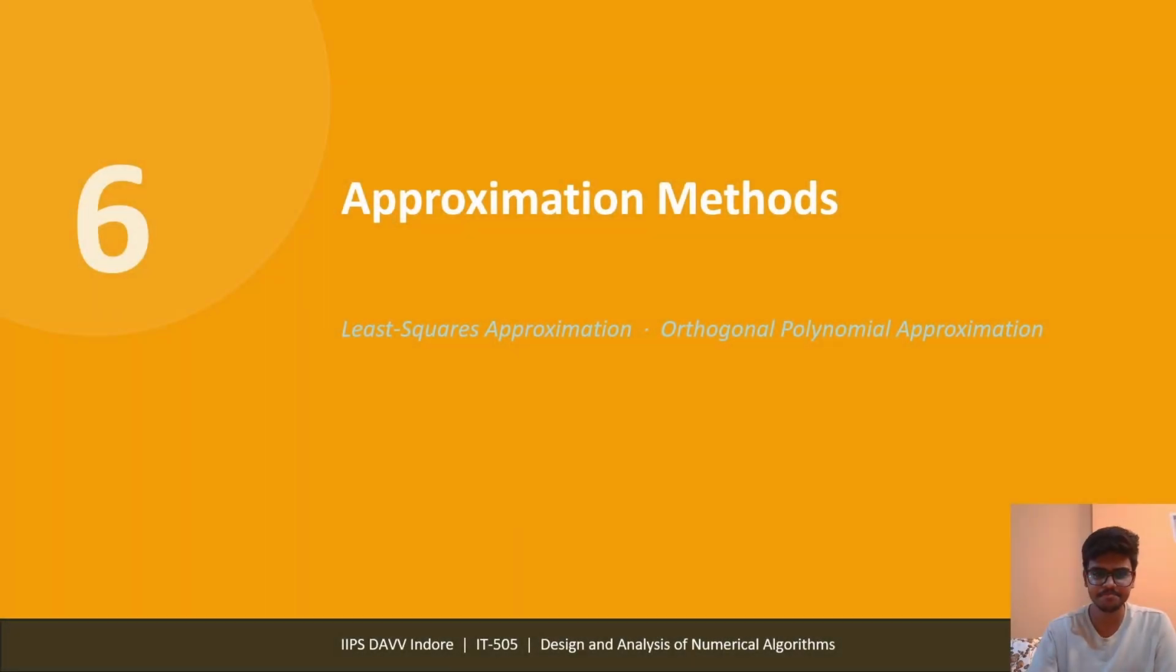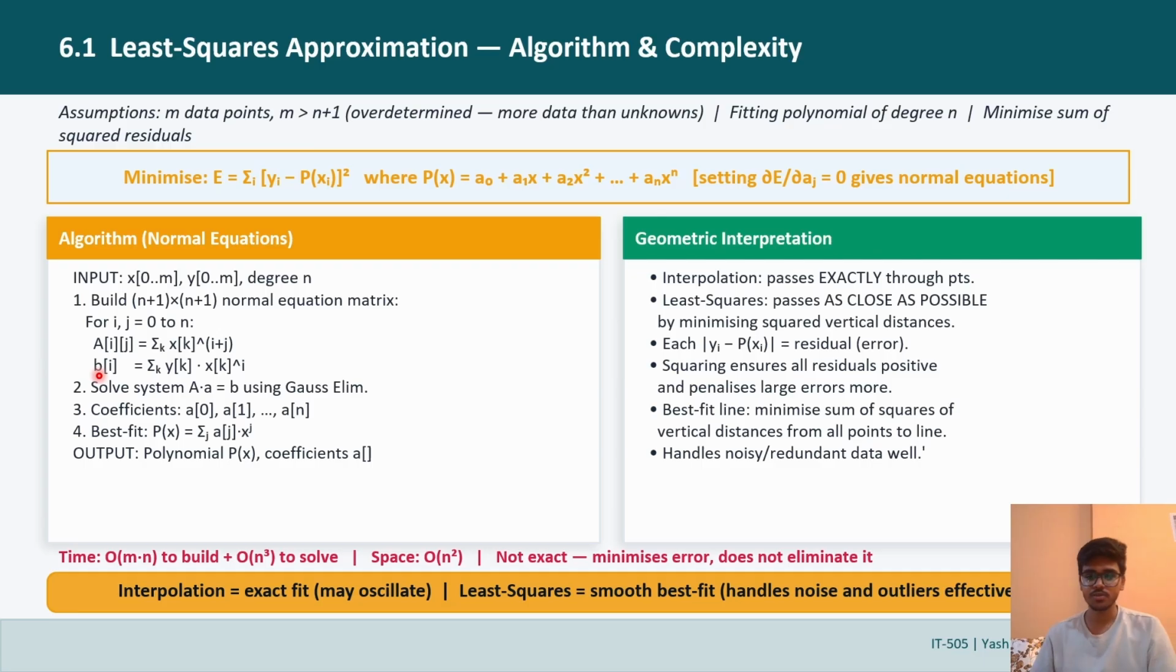Approximation methods. Least squares approximation. Assumptions: we have m data points where m is greater than n plus 1. More data points than unknowns. We want to fit a polynomial of degree n. The system is overdetermined, so we cannot pass exactly through all points. Instead, we minimize the sum of squared residuals.